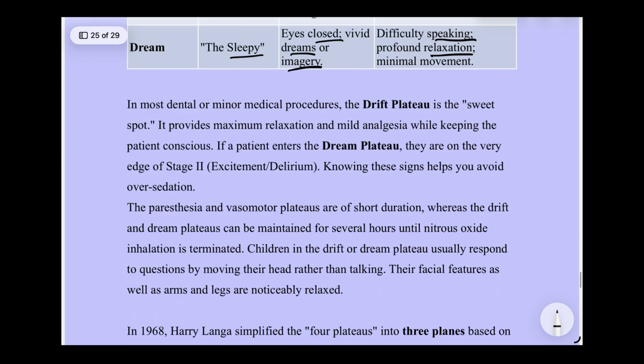profound relaxation, minimal movement. In most dental or minor medical procedures, the drift plateau is the sweet spot. It provides maximum relaxation and mild analgesia while keeping the patient conscious. If a patient enters the dream plateau, they are on the very edge of stage 2, which is excitement and delirium. Knowing these signs helps you avoid over sedation.